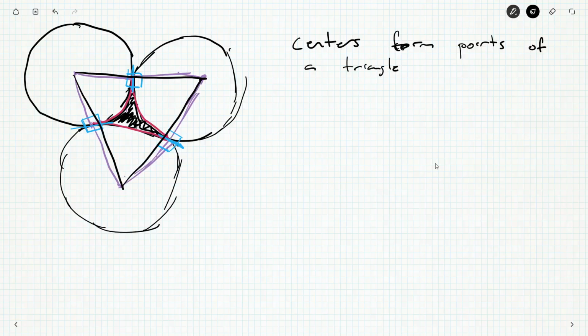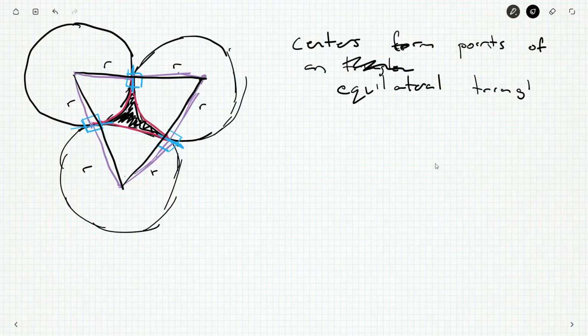Now these circles are all identical, so the radii are going to be the same. I'm going to call it R because I really don't have anything else. Maybe we need to solve for R. I don't know. But they're all points of our triangle. We can see our triangle has side length 2R. So not only are they the points of a triangle, they're points of an equilateral triangle. And equilateral triangles have 60 degrees for each of their angles.